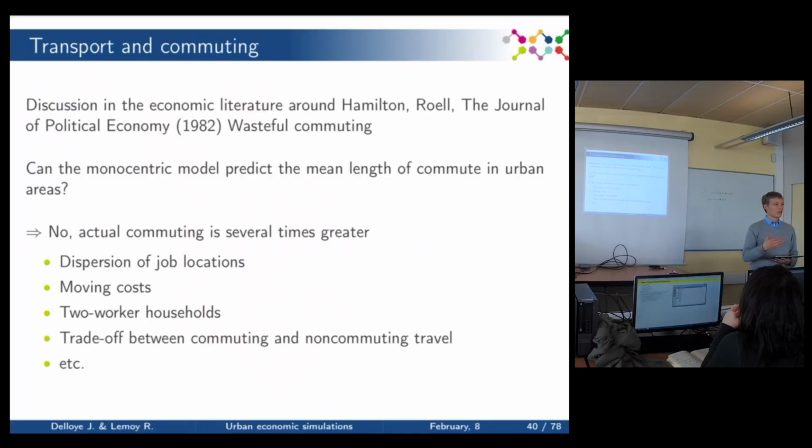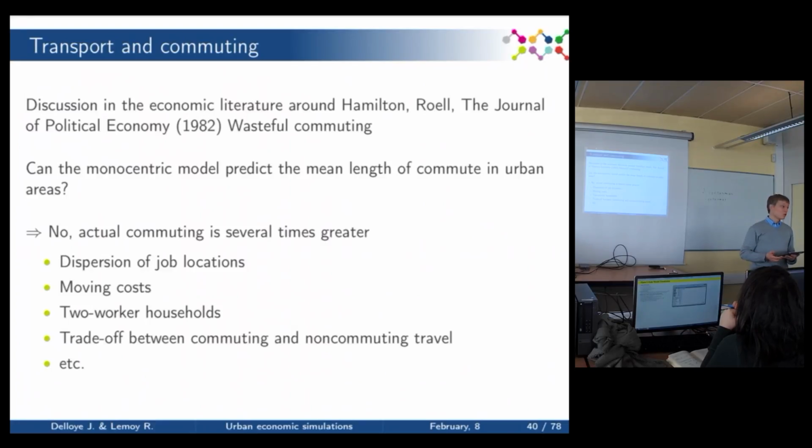The commuting length seen empirically was, I think, something like 8 times bigger than the one you expect from the model. The reasons proposed in this paper were several. They say what I just said before: the job locations are dispersed, so people are not just going radially to the center; they go a bit everywhere in space. There are moving costs in reality, which we don't have in the model. In reality, if you change jobs, you are not automatically moving your residential location, because it's not easy. It's costly in time, in energy, etc.